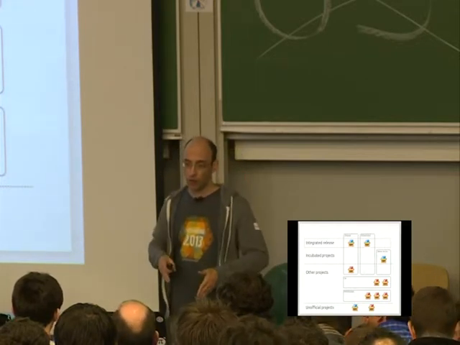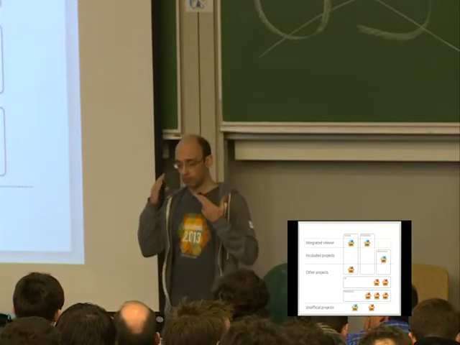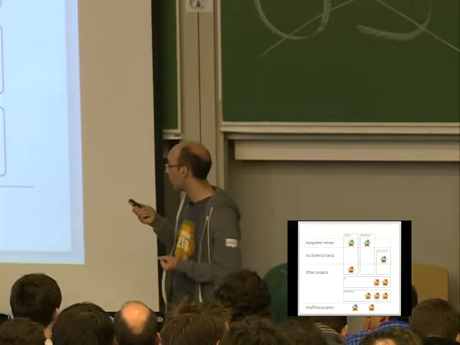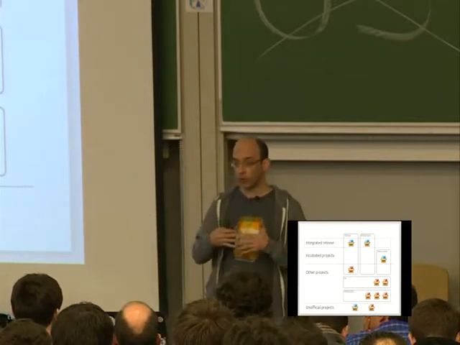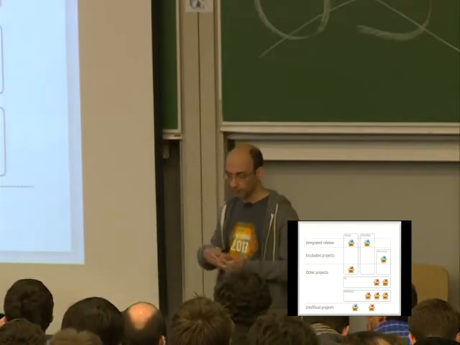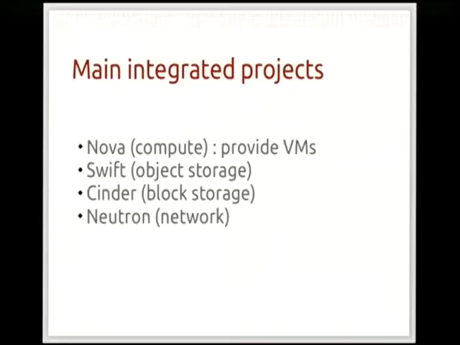So you have vertical ones which develop one of the key components of OpenStack, but also horizontal ones like QA or infrastructure, where the goal is to serve all the rest of the project with various things. So let's look at them in more detail. The main integrated projects are Nova, which is VMs as a service. You have an API, you get a VM back, and you can develop stuff on it.